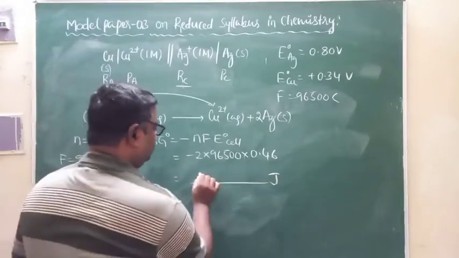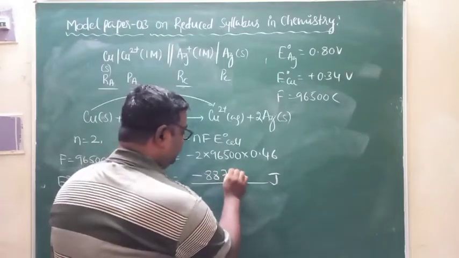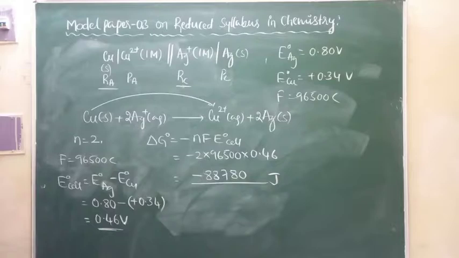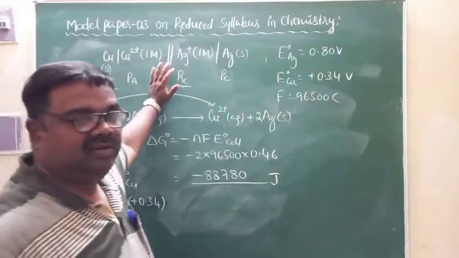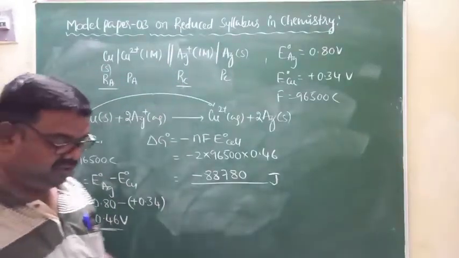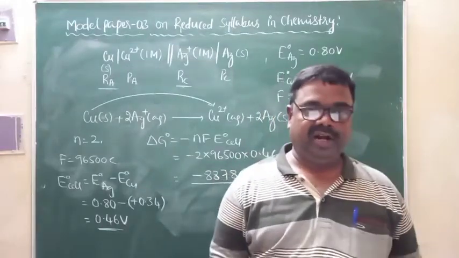It comes out to be minus 88,780 joules. That is the delta G naught, the decrease in free energy when chemical energy is converted into electrical energy. This is what we call a numerical problem. Yes. Question number 29B.